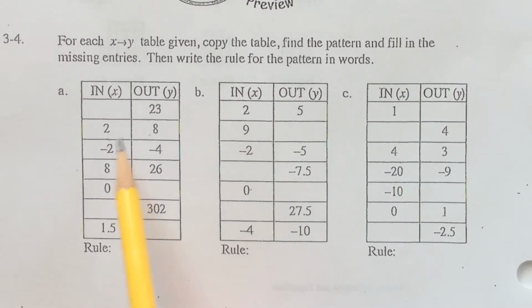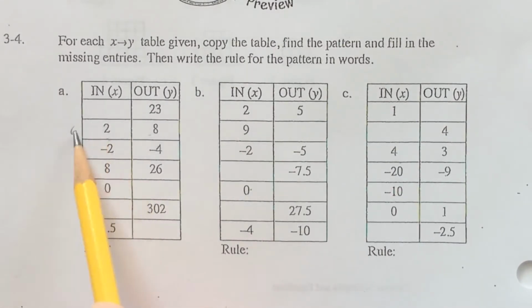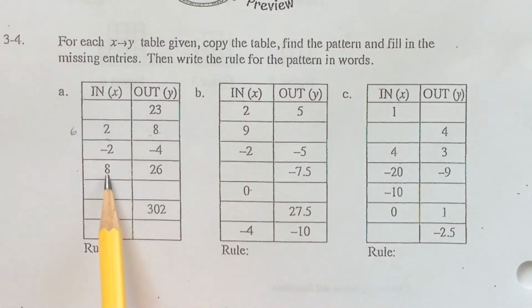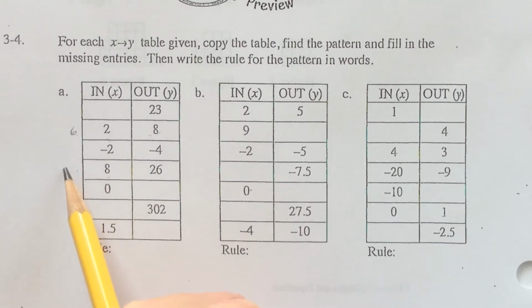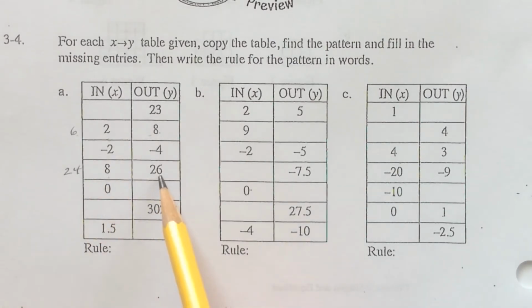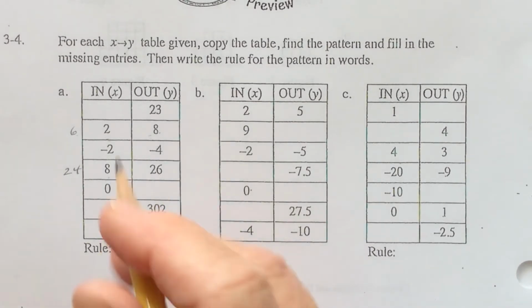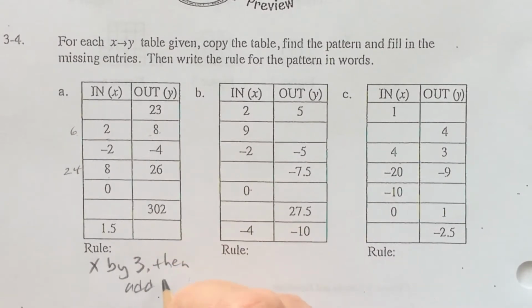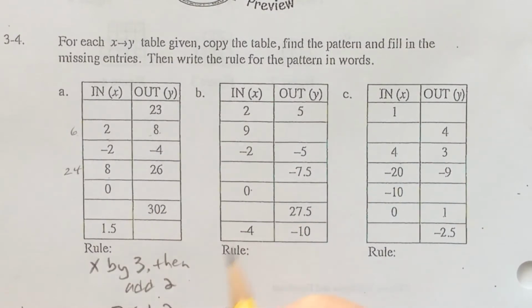So what if we multiply this by 3? Then I would get 6 and add 2 to that. If I multiply 8 times 3, I get 24 and add 2 to that. So the rule is multiply by 3, then add 2. You can write that as 3 times x plus 2.